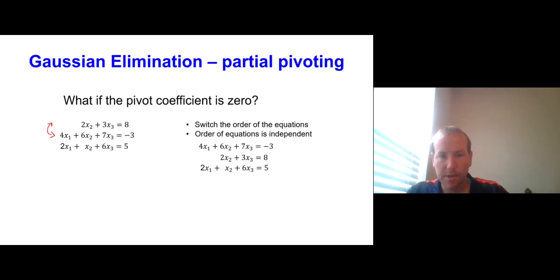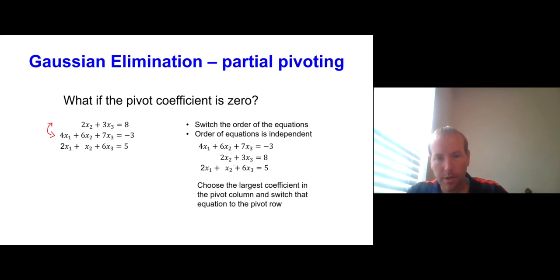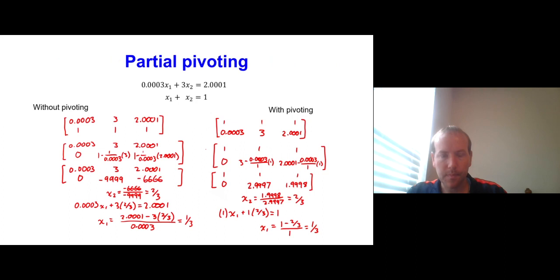And that's allowed because the order of the equations is not so important, because these equations are independent from one another. And so what you do is you choose the row that has the largest first value and bring that to the top and use that as your new pivot column. Here's just an example of what that would look like and why that's important.